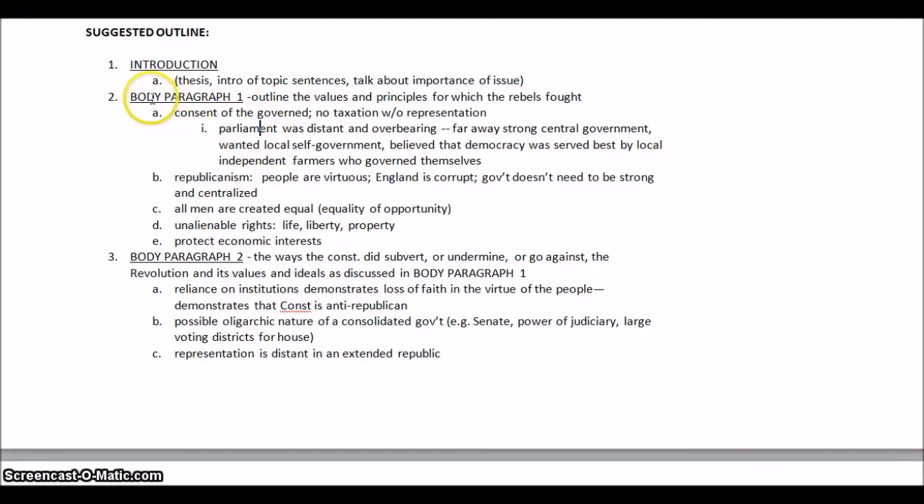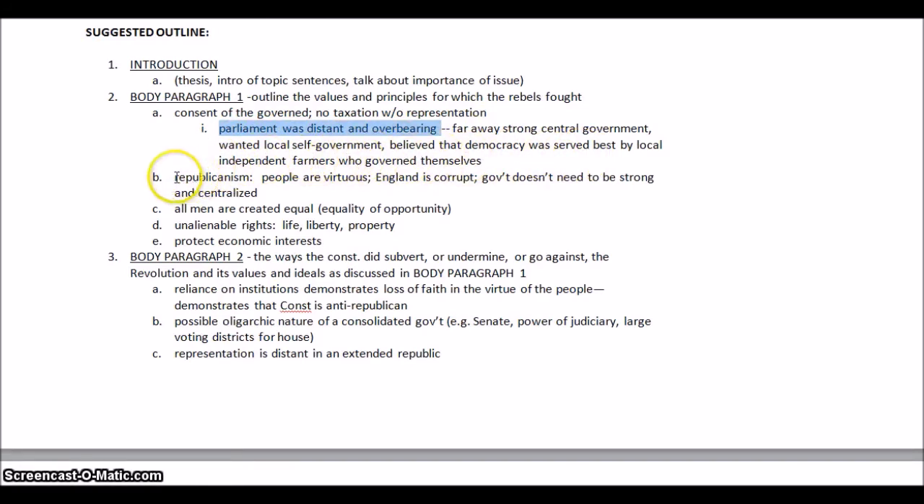Now body paragraph 1, we outlined the values and principles for which the rebels fought. Like I said, you need that paragraph where you outline why we fought, so you can argue it was and or was not subverted. They fought for consent of the governed. We were being taxed but not represented. Parliament was distant, overbearing. It was a faraway, strong government. People wanted local self-government. They believed democracy was served best by local independent farmers who governed themselves.